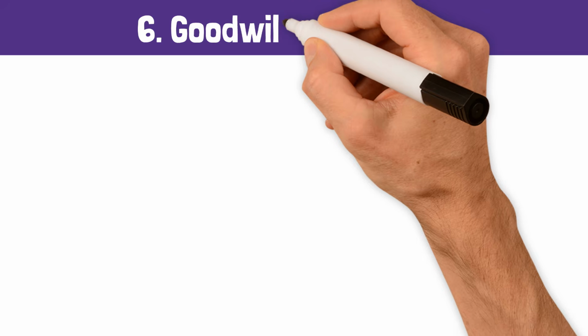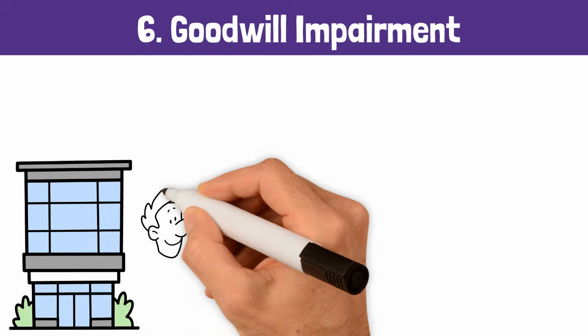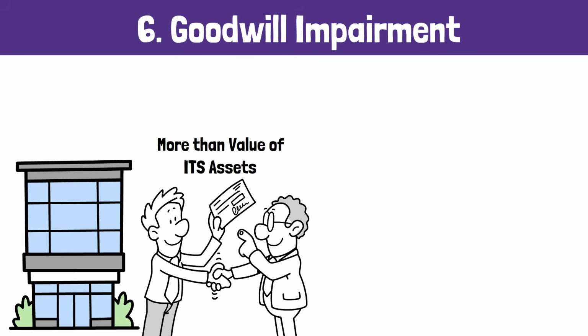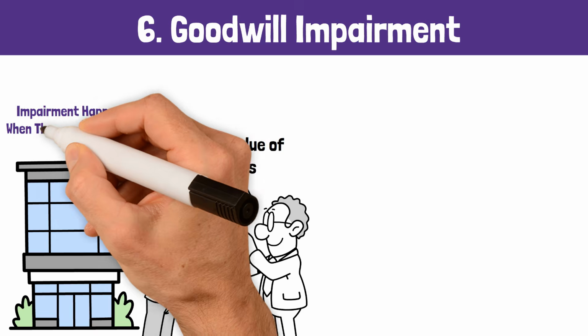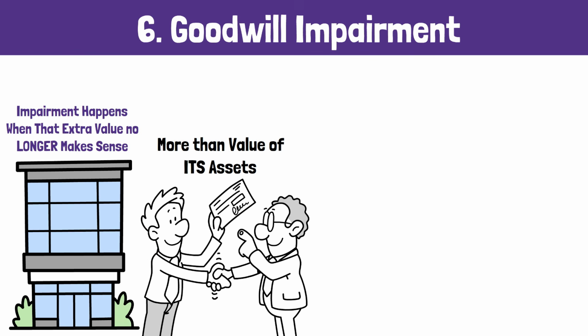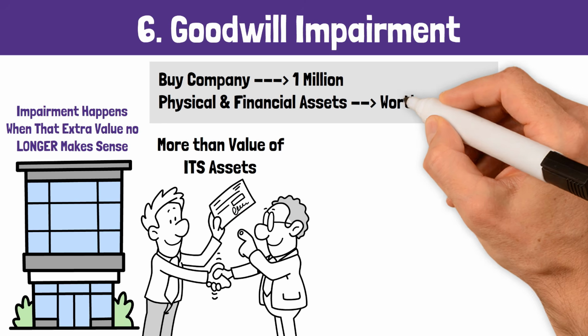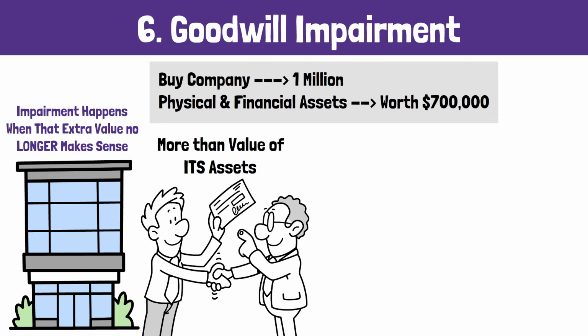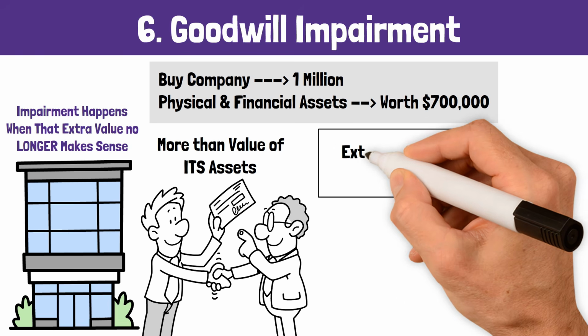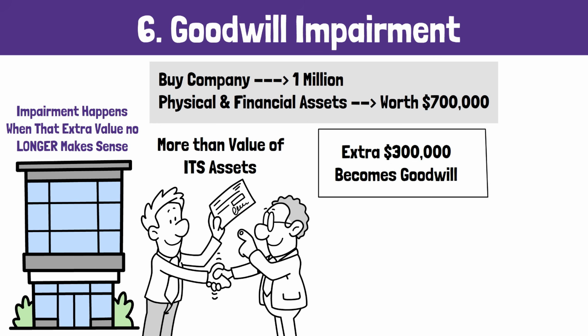Number 6, goodwill impairment. Goodwill appears when you buy a company for more than the value of its assets. Impairment happens when that extra value no longer makes sense. For example, you buy a company for $1 million, but its physical and financial assets are worth $700,000. The extra $300,000 becomes goodwill.